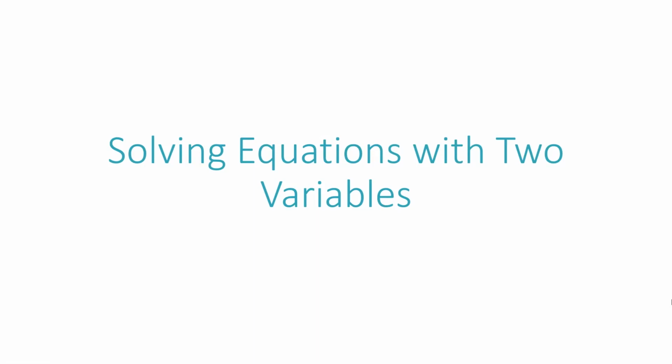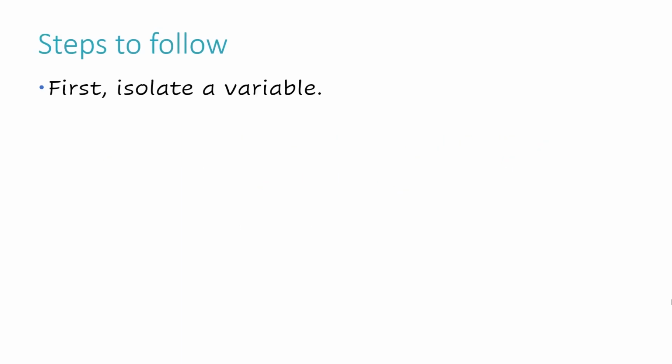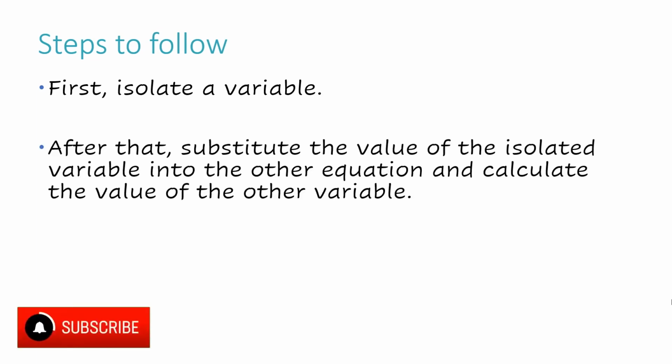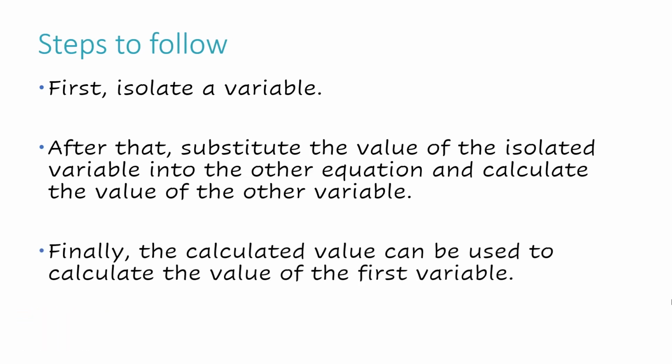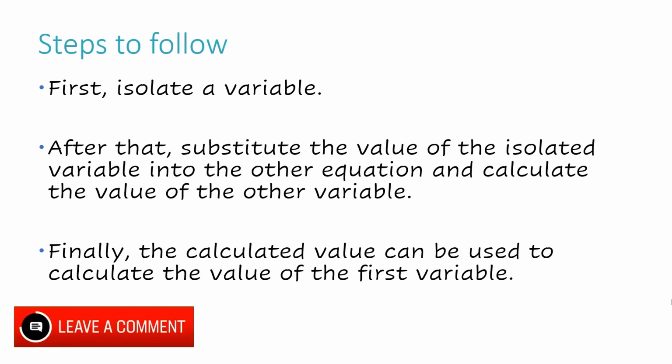Solving equations with two variables using the substitution method. The steps you want to follow when solving an equation with two variables: first, you want to isolate a variable. It doesn't matter which one, you can choose whichever variable you want. After that, you want to substitute the value of the isolated variable into the other equation and calculate the value of the other variable. Finally, the calculated value can be used to calculate the value of the first variable.